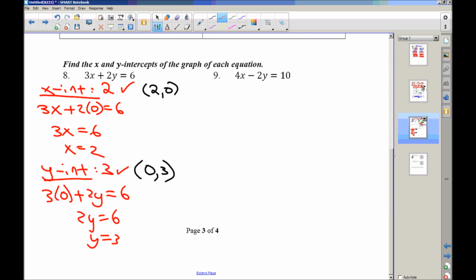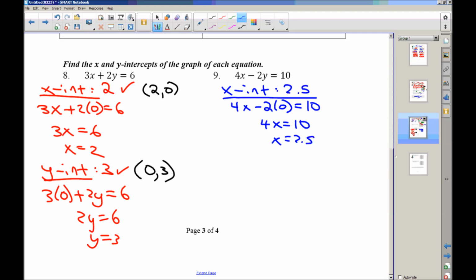Find our x-intercept again. Let's do it in blue this time so we don't get confused with the other side. So x-intercept is solve for x, so leave the x there, when y is 0. So I'd solve this. I get 4x is 10, and x would be 2.5. So our x-intercept is 2.5.